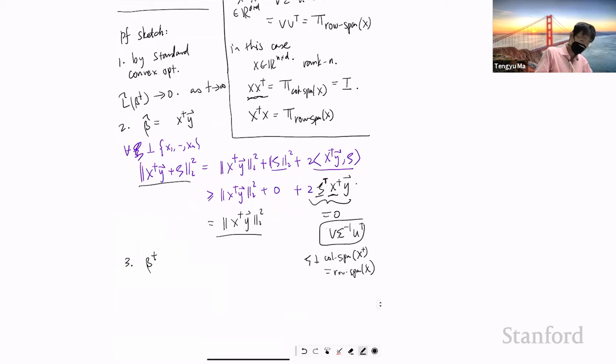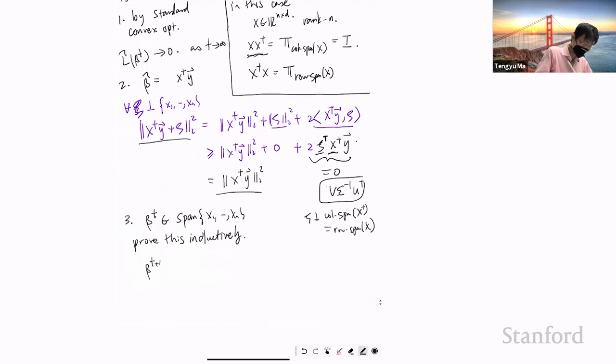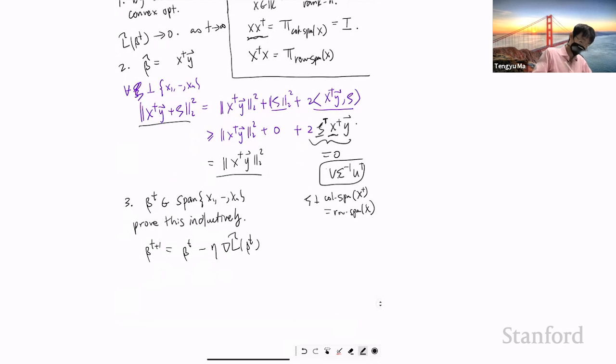So you can prove that beta t is in the span of x1 up to xn. You can prove this inductively. And why is this the case? This is a super simple induction, because beta t plus 1 is equal to beta t minus eta times the gradient, and what's the gradient? The gradient is x transpose times y back minus x beta.